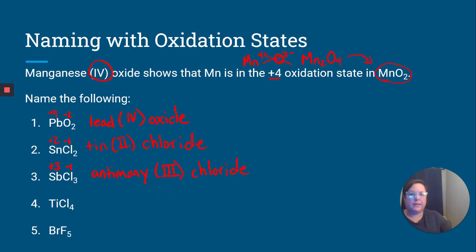Now when you're typing these words, the Roman numeral is usually right next to the metal, or you can do a space in between. Either way is appropriate, but the Roman numeral should be in parentheses, especially when you're typing them. All right, so again, we're going to go with the chlorine as a -1. There's 4 of those, so that's a -4. So titanium then has to be a +4.